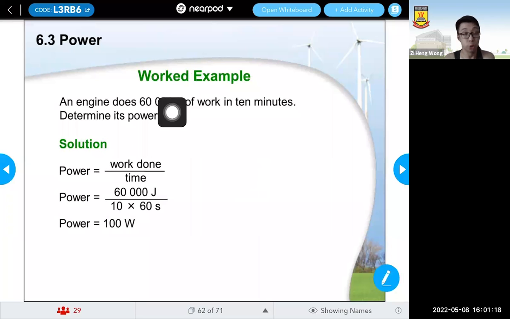So just an example, an engine does 60,000 joules of work in 10 minutes. What is the power? Power is work done divided by time. We take 60,000 joules divided by 10 minutes times 60 seconds. So there will be 100 watts.